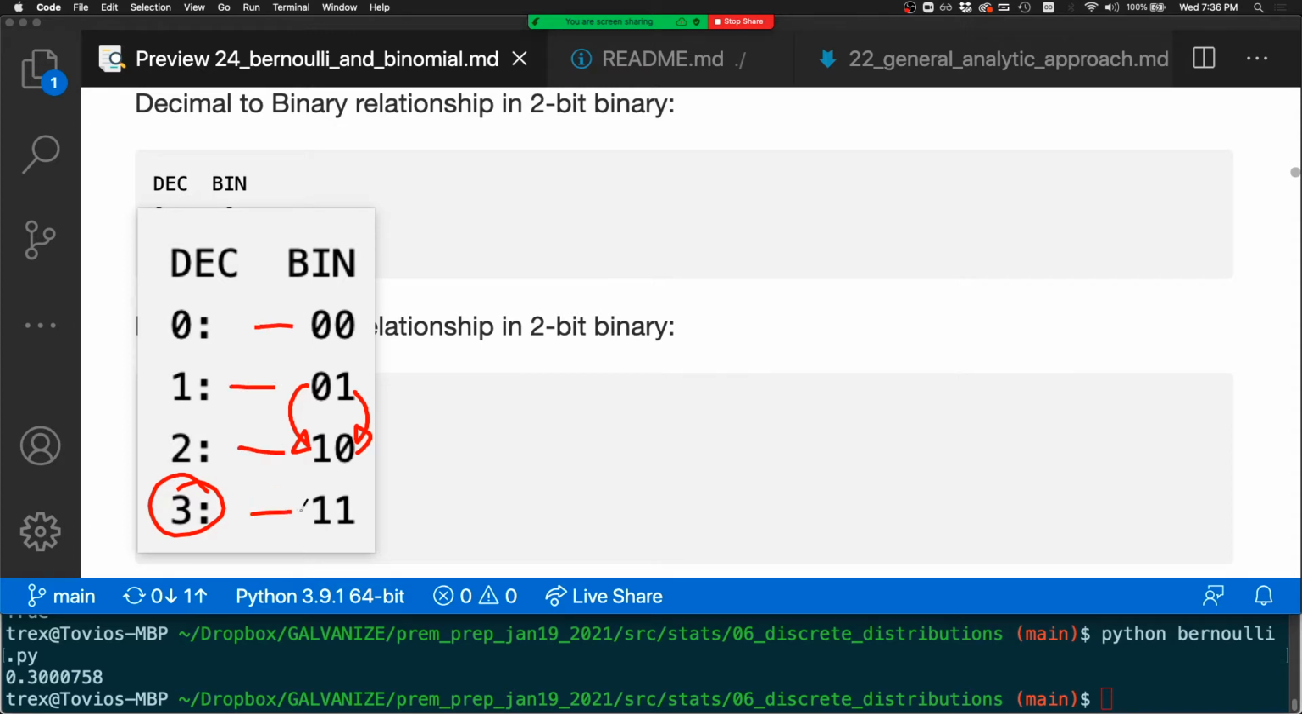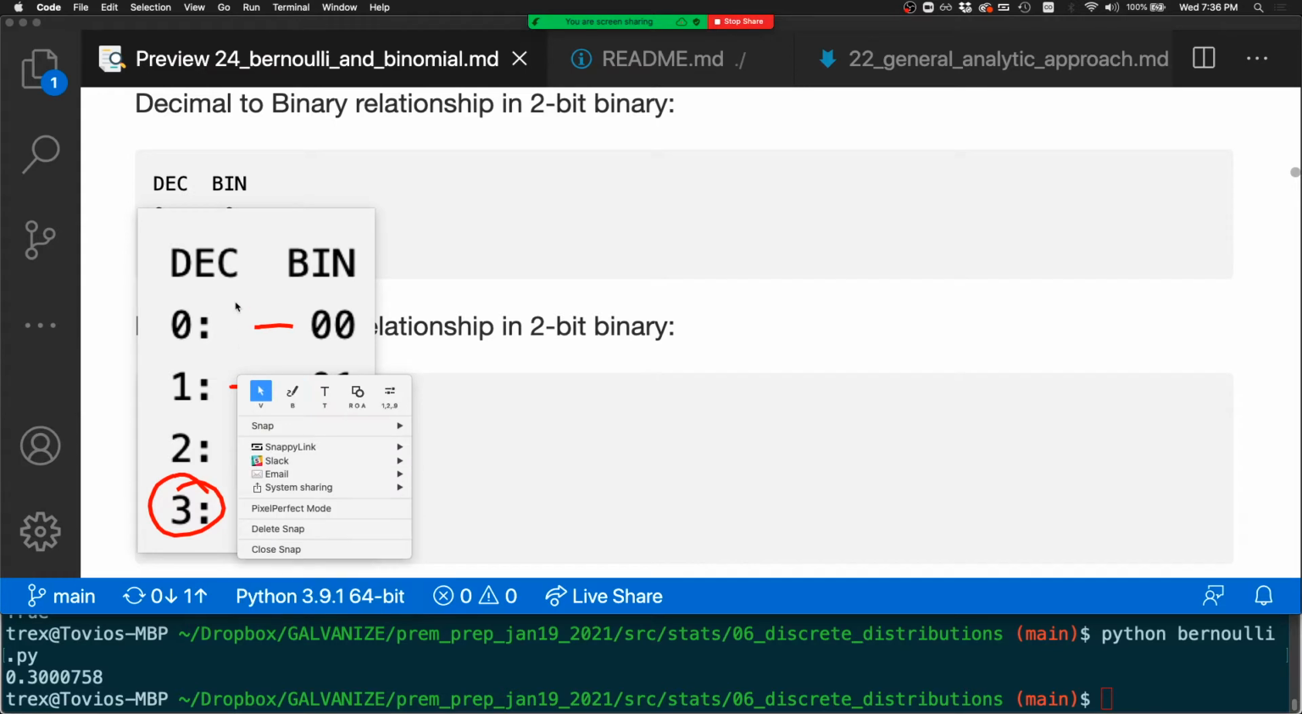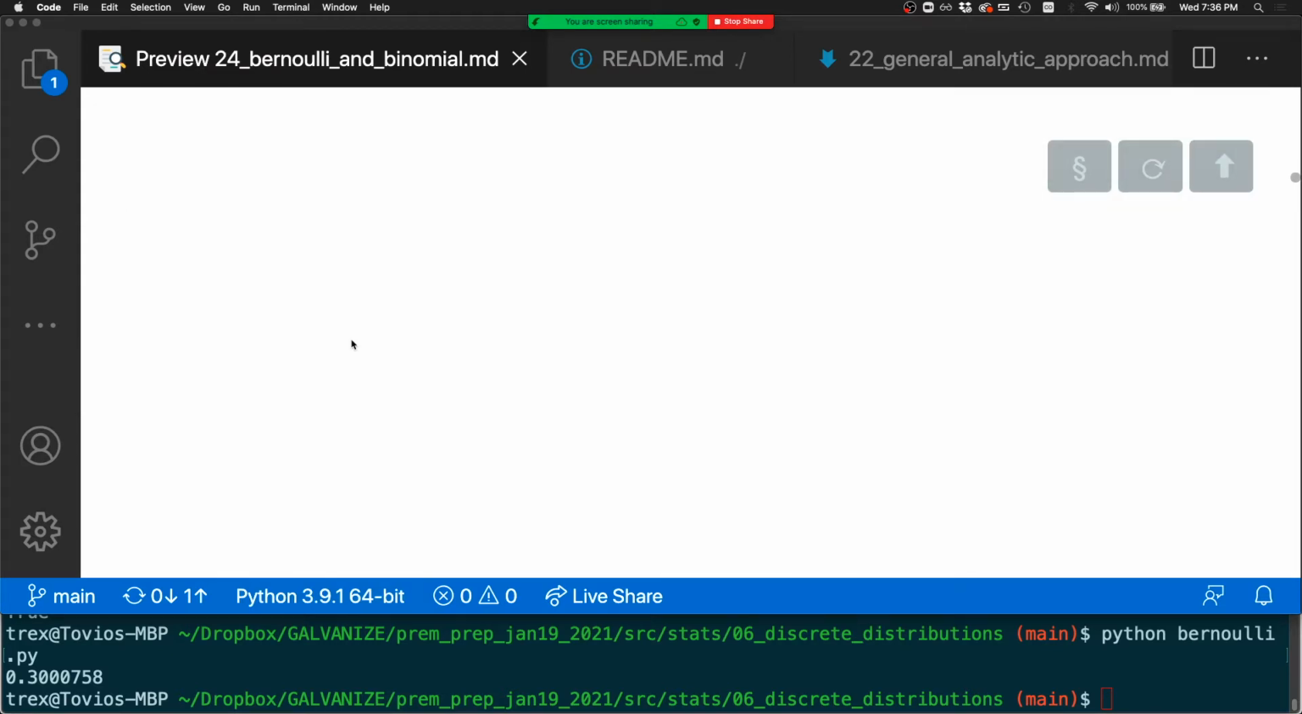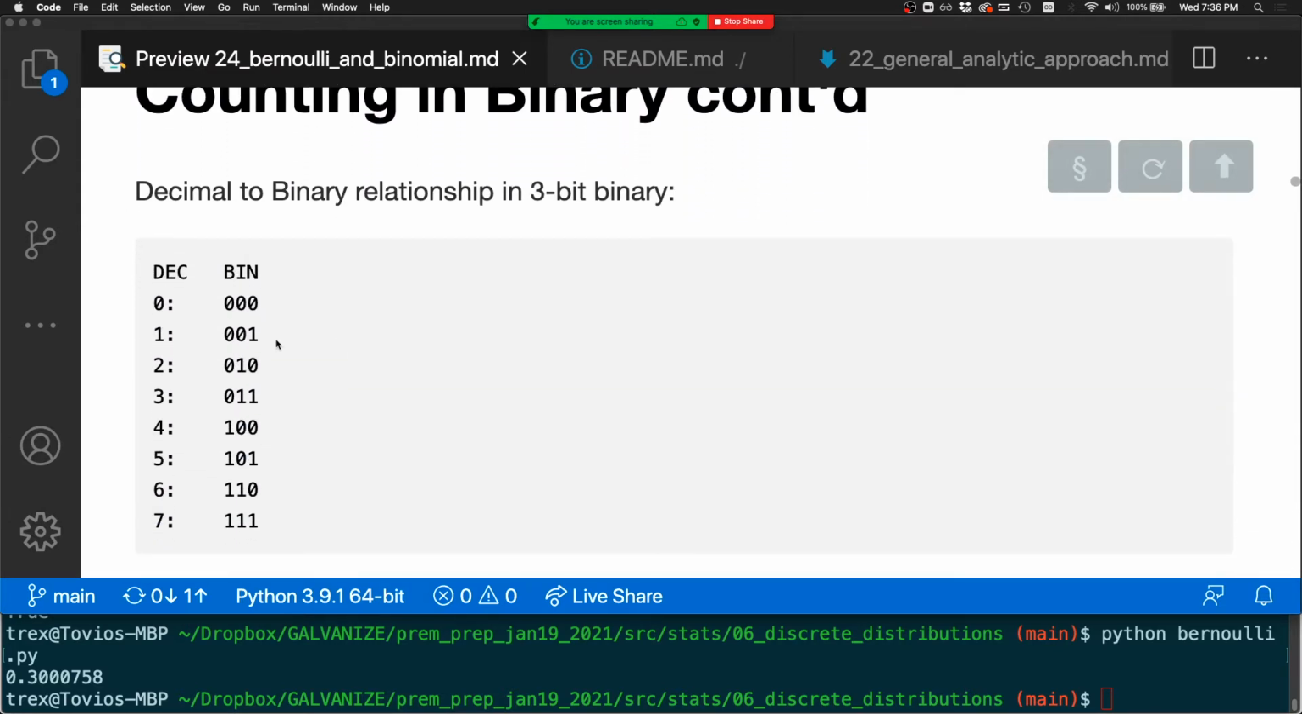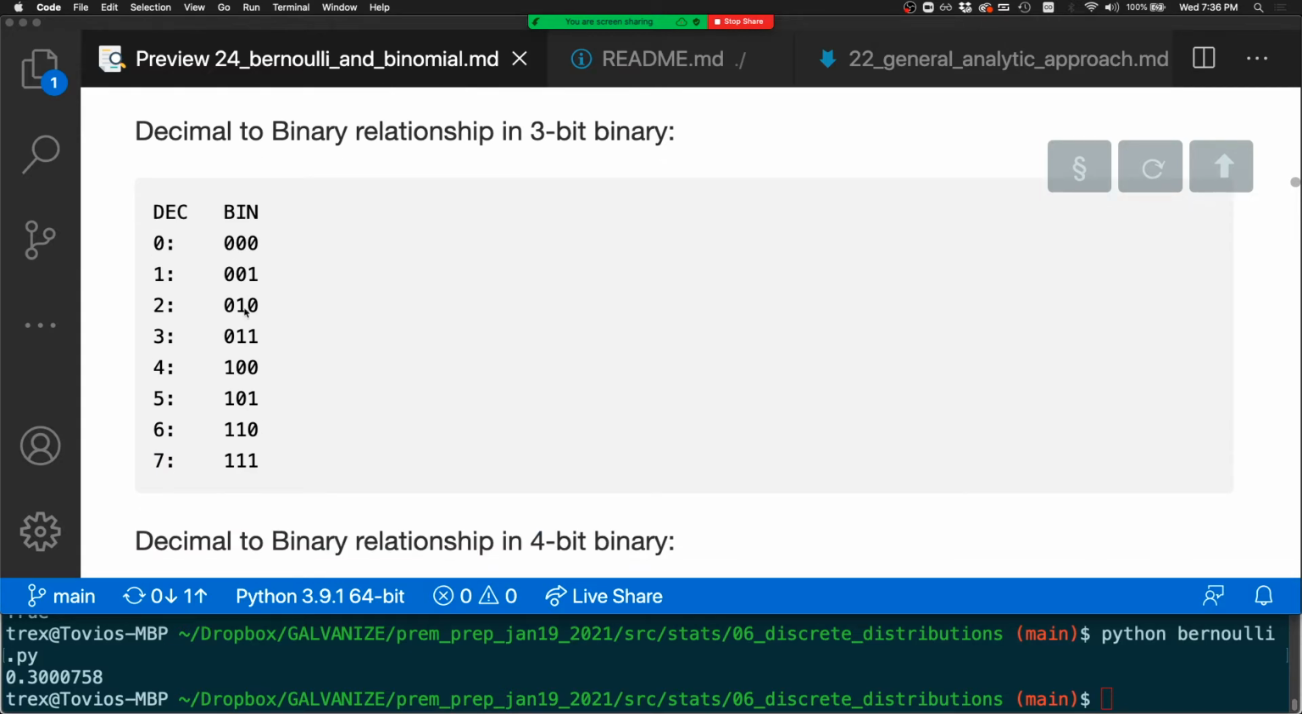We can't actually store greater than the value 3. We can't represent greater than the value 3 in decimal in 2-bit binary because it's a finite space. We can't do any more than that. So what we can do, though, is put more bits here, right?